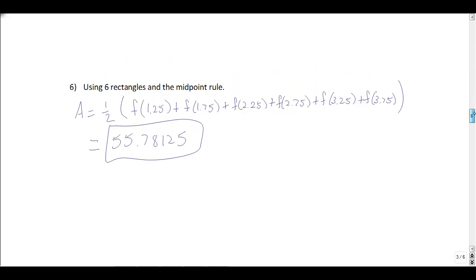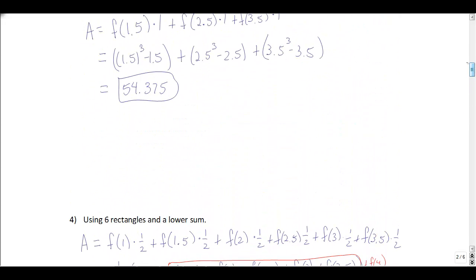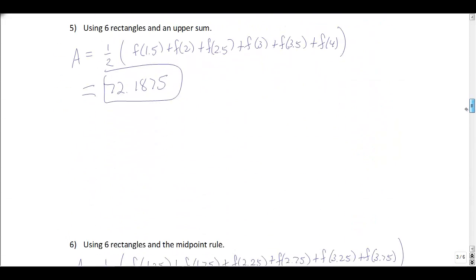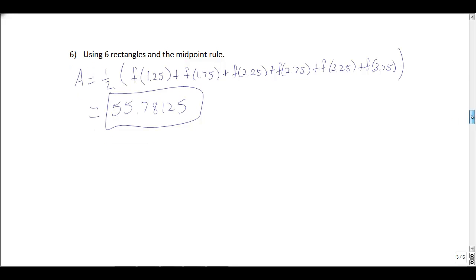Note our previous midpoint rule estimate was 54.375. We're still in the same ballpark. We generally suspect that with 6 rectangles we're getting a better estimate than with 3. It's not necessarily the case. There might be something funny going on. Likely that is the case in this particular scenario. This function isn't that complex, really.